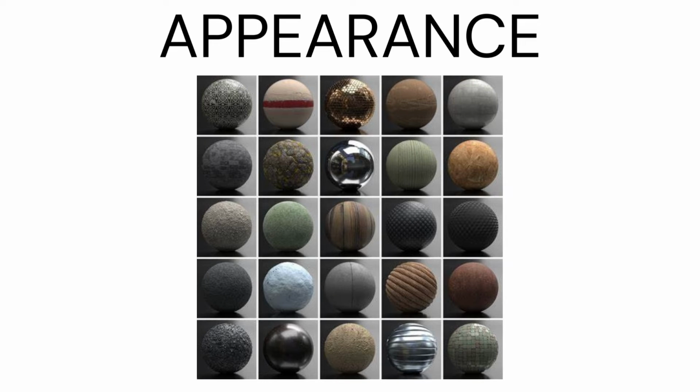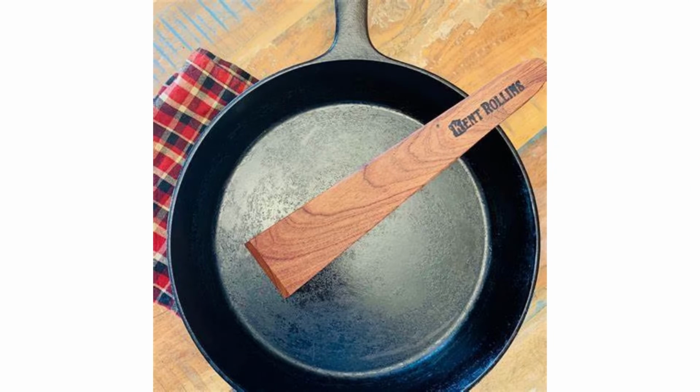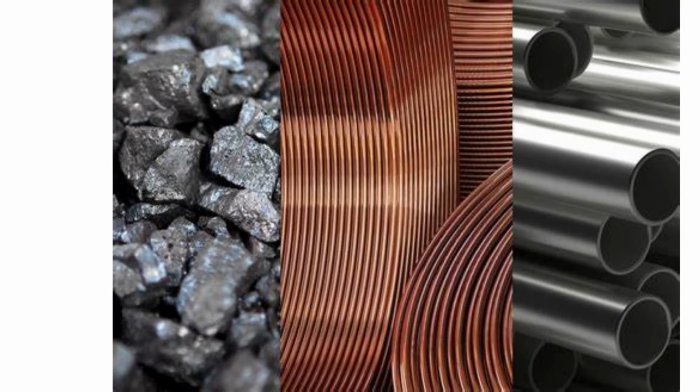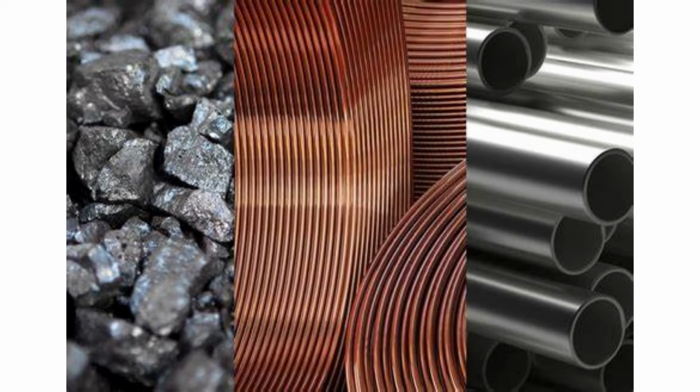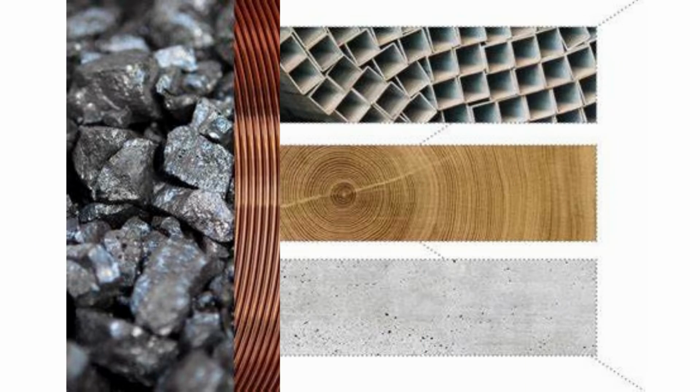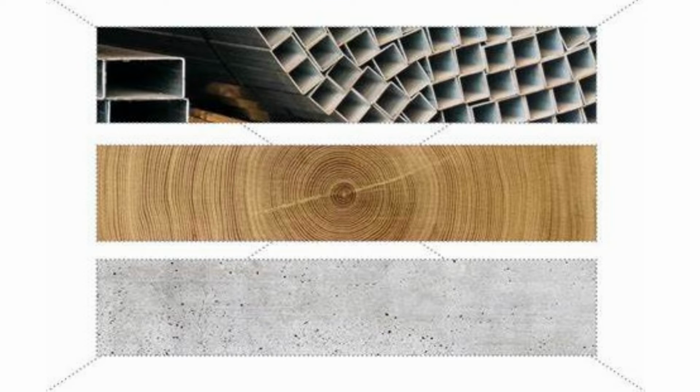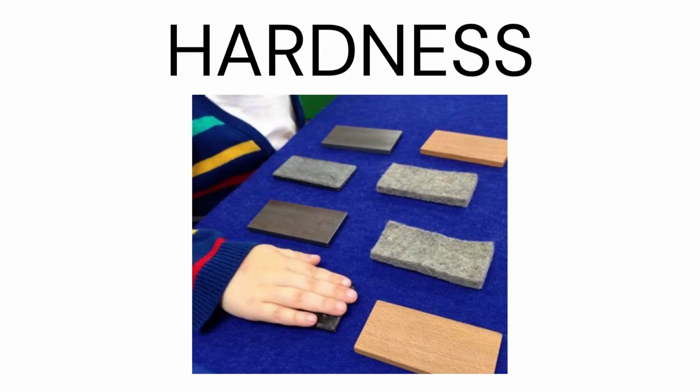Appearance. Materials usually look different from each other. Wood looks very different from iron. Iron appears different from copper or aluminium. At the same time, there may be some similarities between iron, copper, and aluminium that are not there in wood.